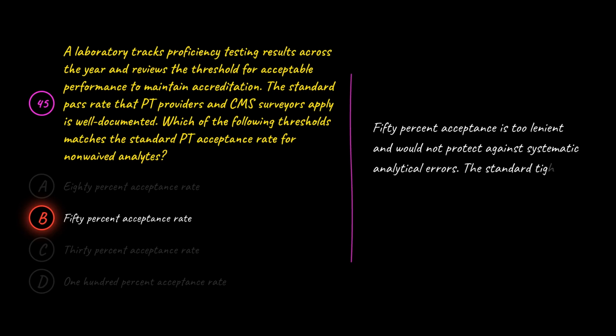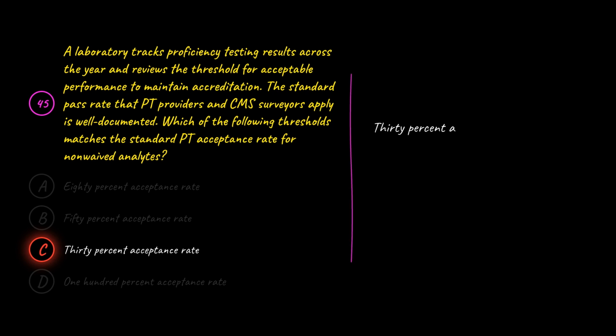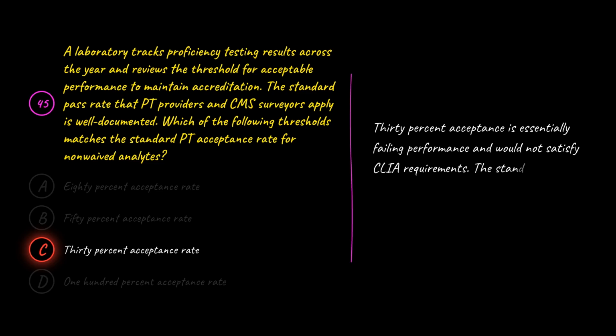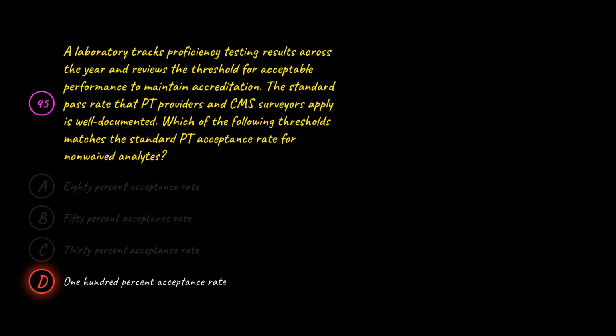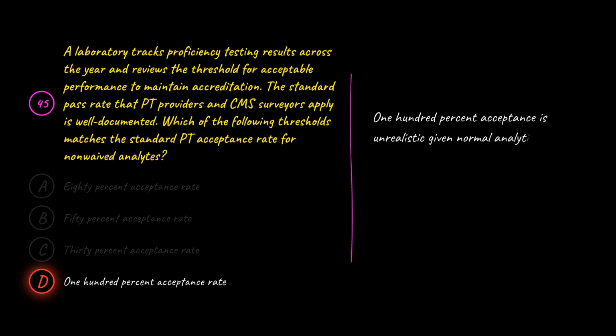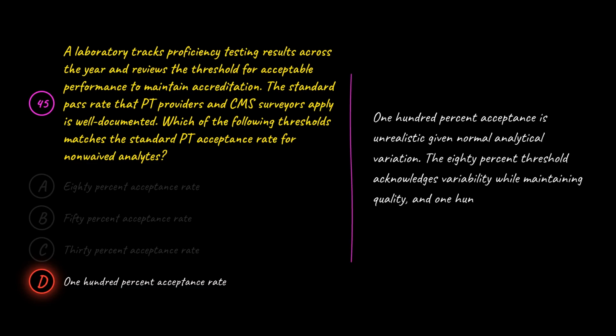The standard tightens to 80% specifically to ensure adequate analytical performance across testing events. C is wrong because 30% acceptance is essentially failing performance and would not satisfy CLIA requirements. The standard sits much higher at 80%, which laboratories must achieve consistently. D is wrong because 100% acceptance is unrealistic given normal analytical variation. The 80% threshold acknowledges variability while maintaining quality, and 100% would not be achievable in practice.